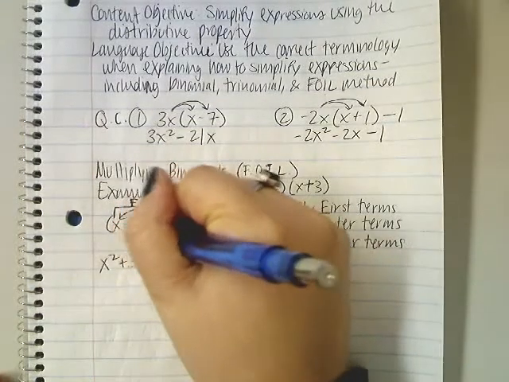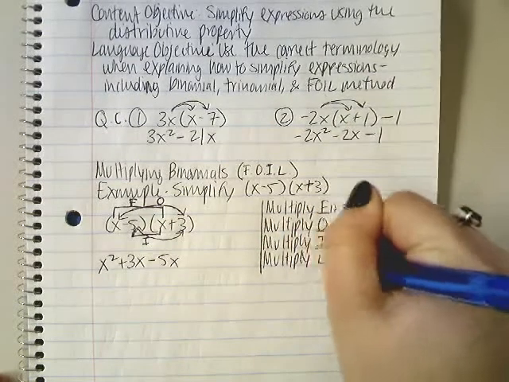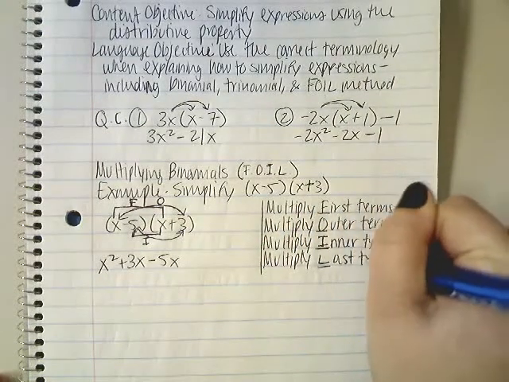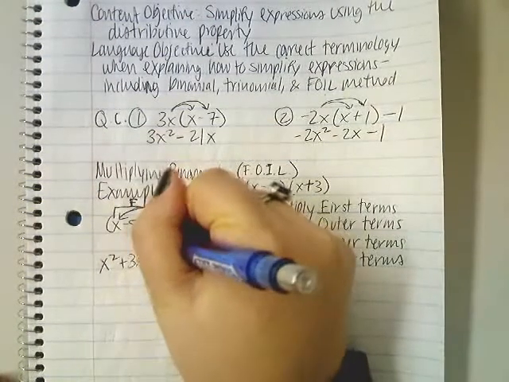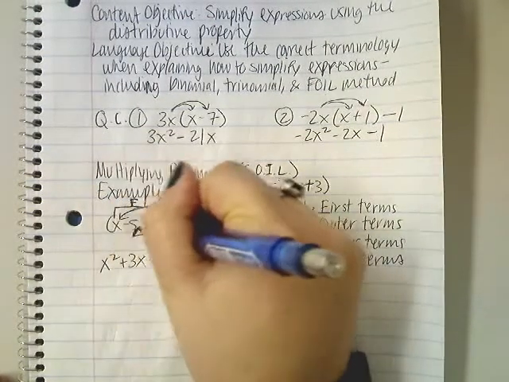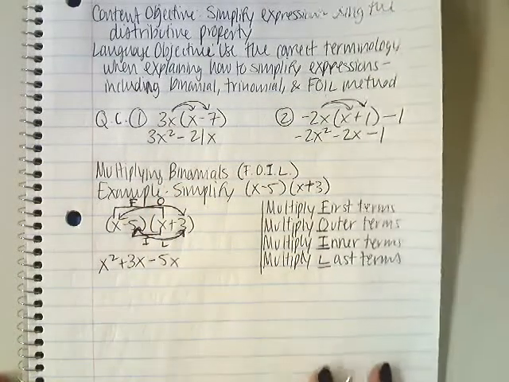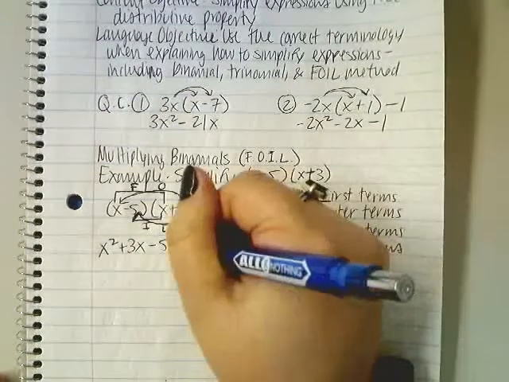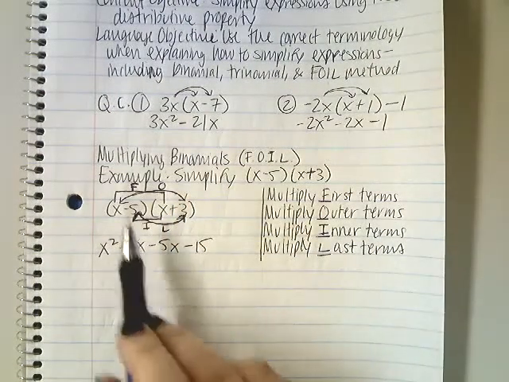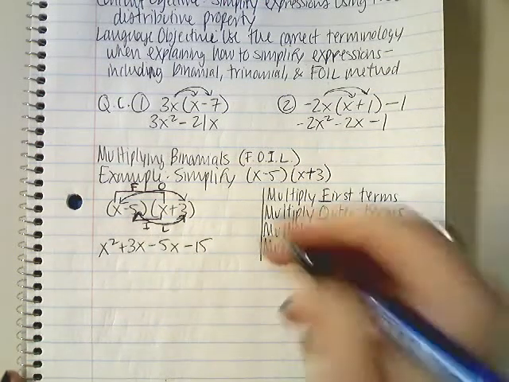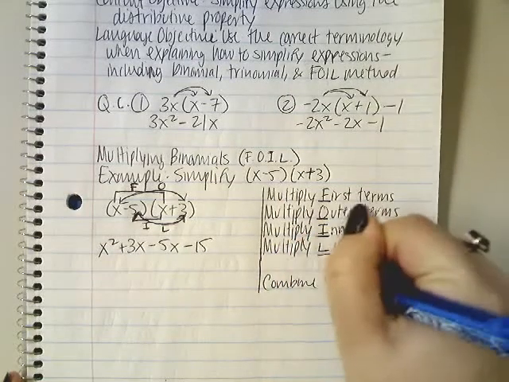And then I have my last term. So I multiply my last terms. So negative 5 and 3 are our L in FOIL. So first, outer, inner, last, that's the order in which we multiply these terms out. So I get negative 15 as my last term. So I did first, outer, inner, last, and then I'm going to, as my final step, combine like terms.